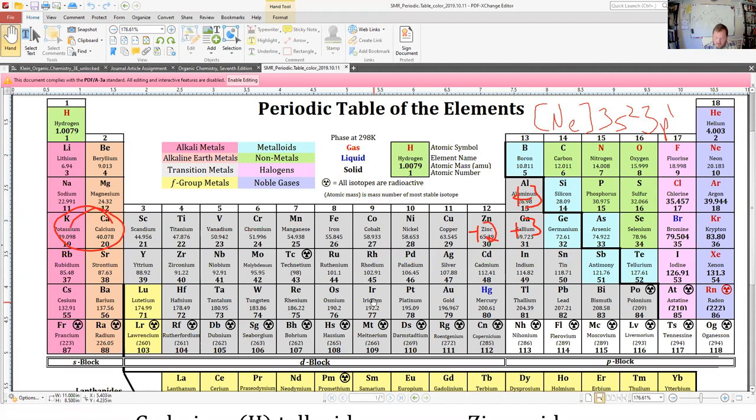Whoever said it in the chat, absolutely, it's plus two. Zinc is always a plus two when it's charged, because it follows the same rules as the rest of our periodic table when it comes to full orbitals. And same for cadmium.